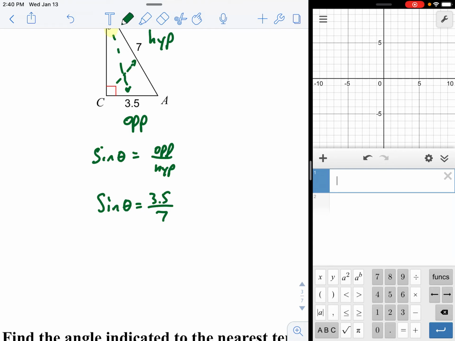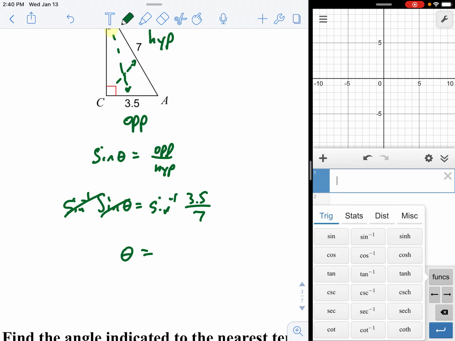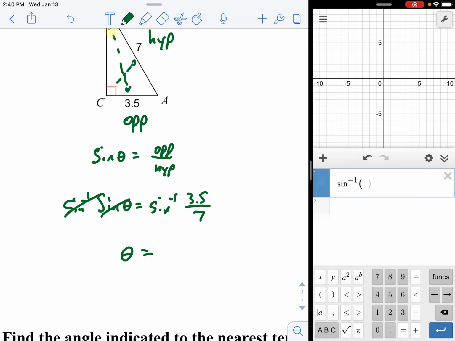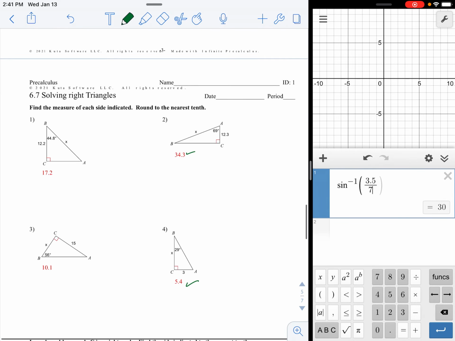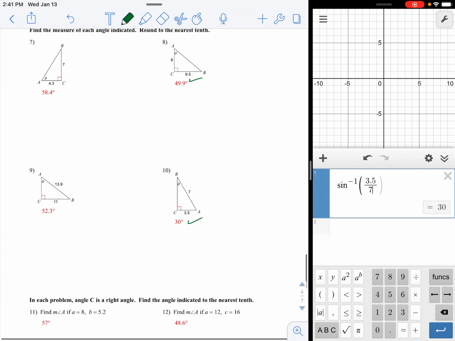How do I solve for sine? Well, I do the inverse sine of both sides. So inverse sine here, inverse sine there, cancels out. Theta equals, and then grab a calculator. So function, inverse sine is right at the top middle. 3.5 over 7 is 30 degrees. And that's exactly 30, so we don't have to round off at all. Number 10, 30 degrees.